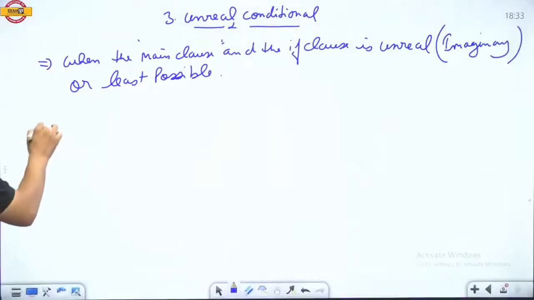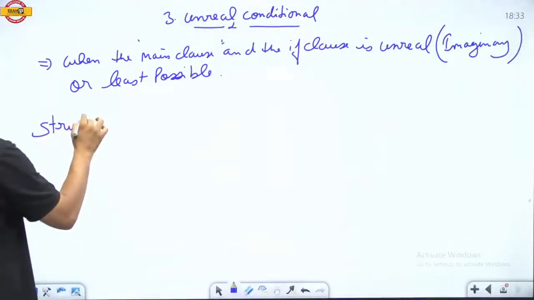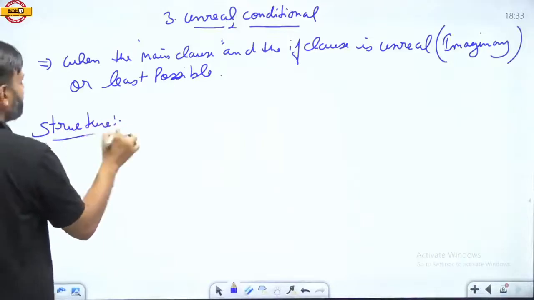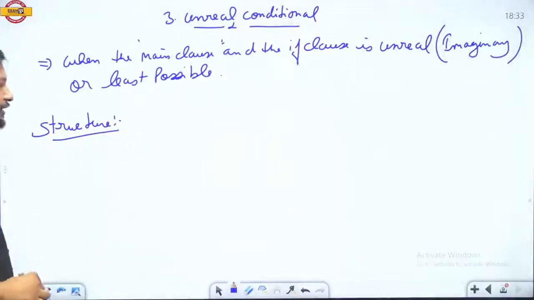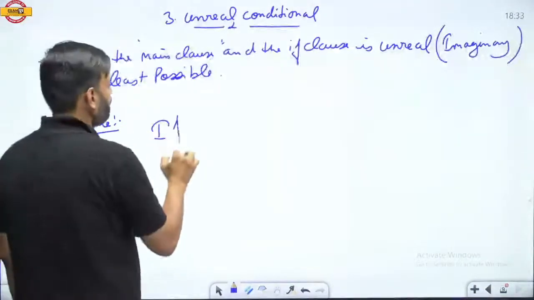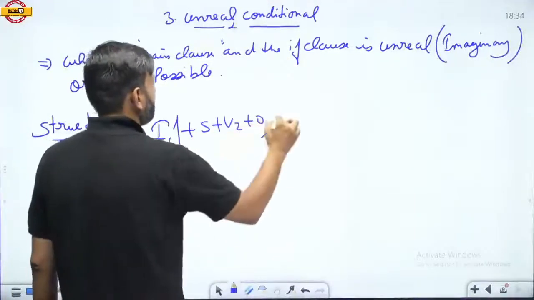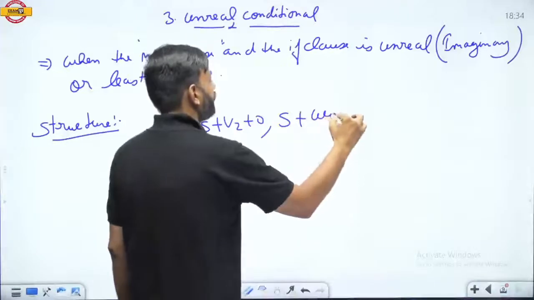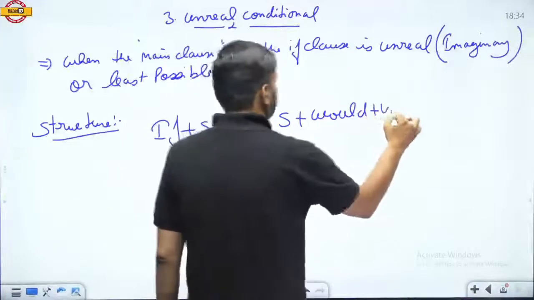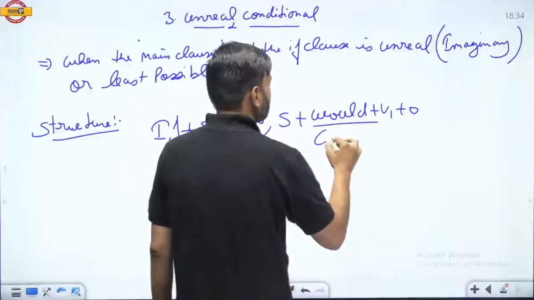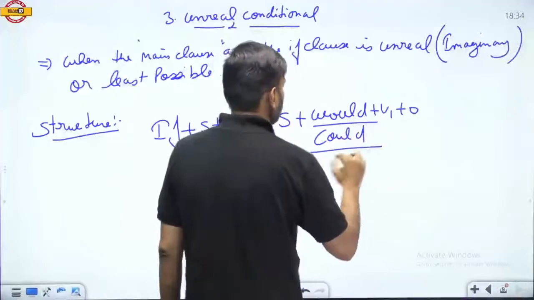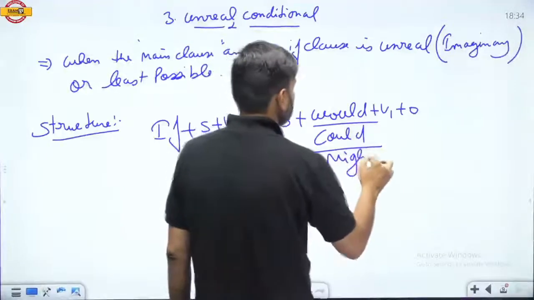And what should be the structure of an unreal conditional? The if clause of an unreal conditional is in the past indefinite tense, and in the main clause you can use would plus V1, or in place of would you can also use could or might. So this is the structure of the unreal conditional.